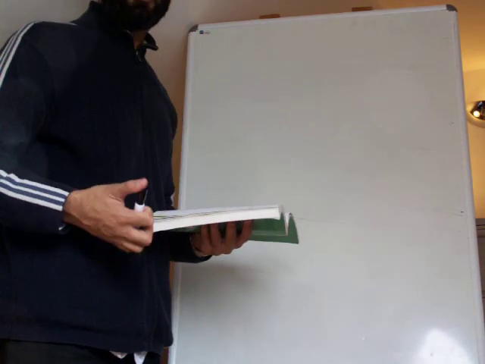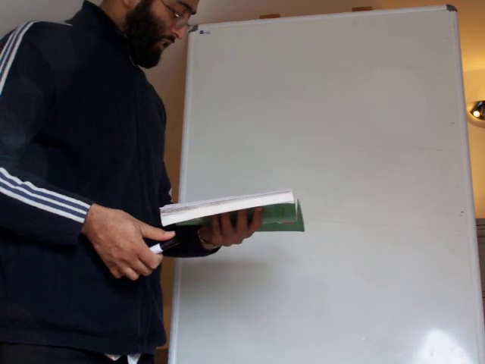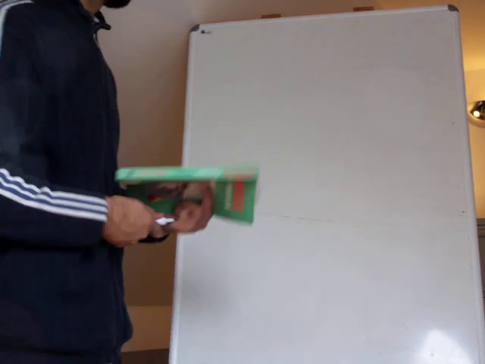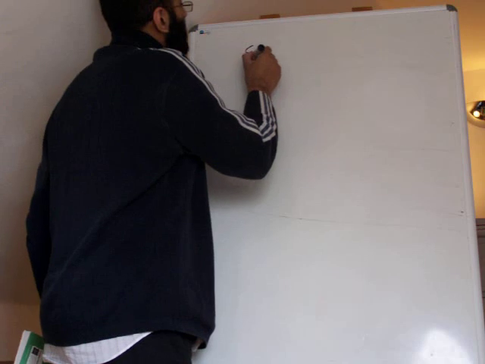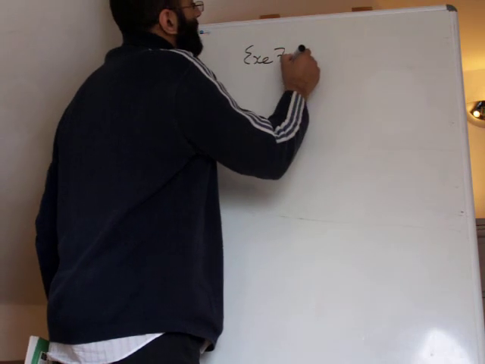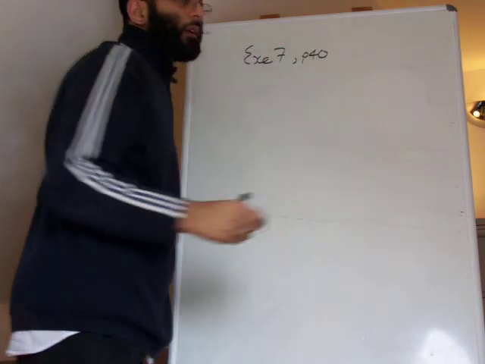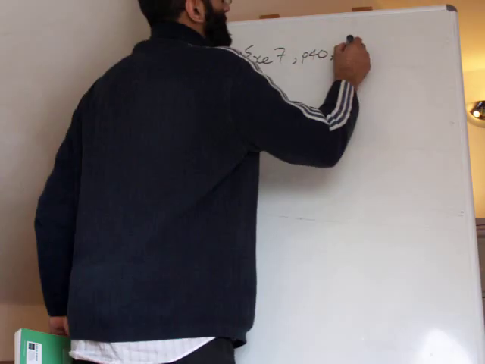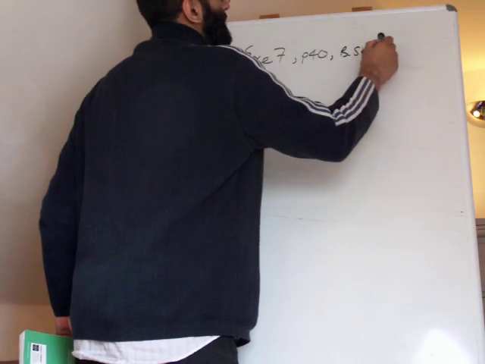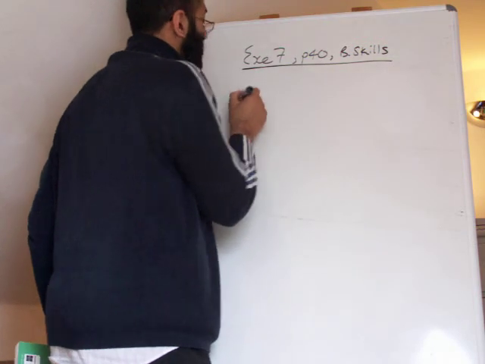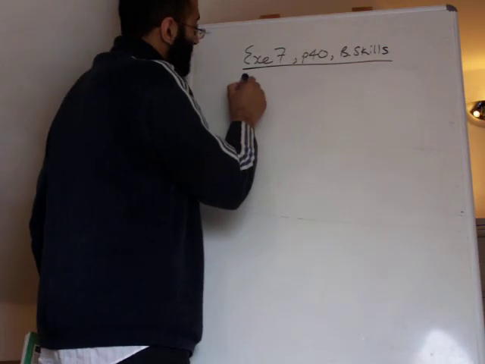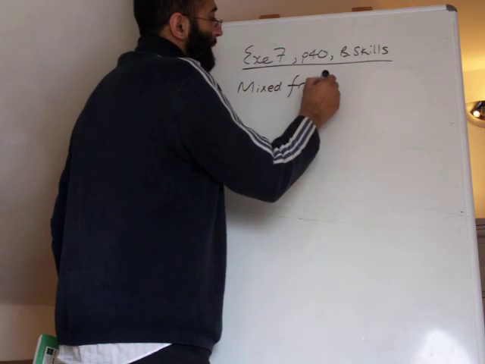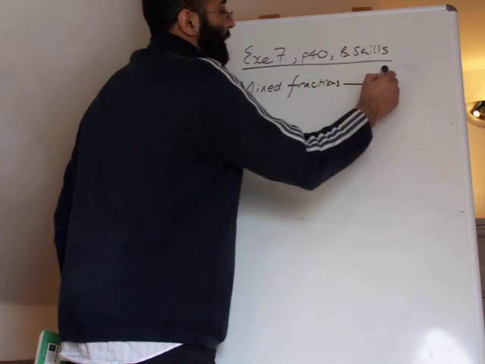I'm just going to help you revise changing mixed fractions to top heavy, which is exercise 7 on page 40. So let's get that down. We're doing exercise 7, page 40 from the Apple book, which you've got a copy of your own downstairs. It's basic skills. That's what we're doing today, changing mixed fractions into top heavy.